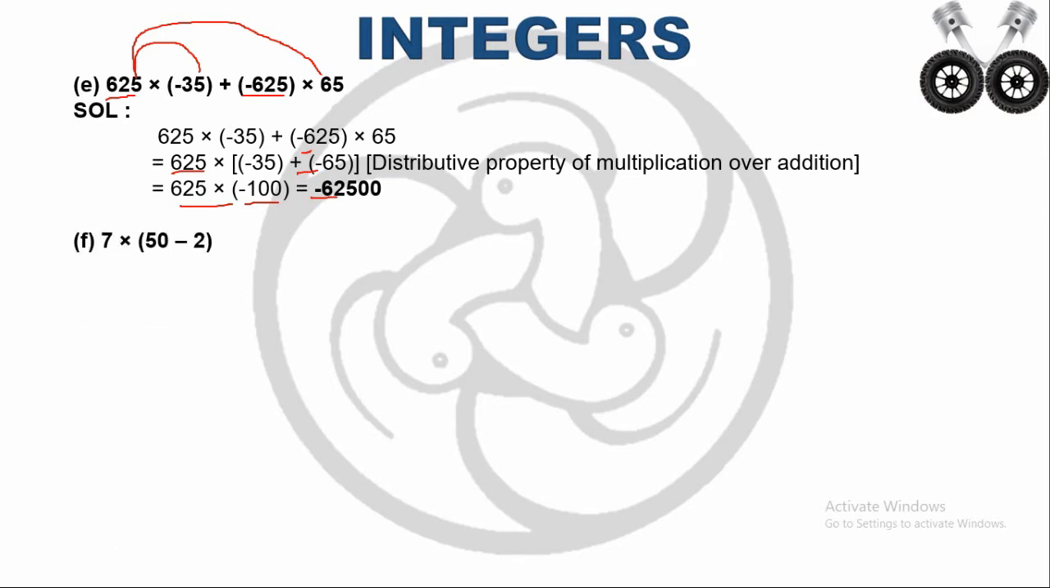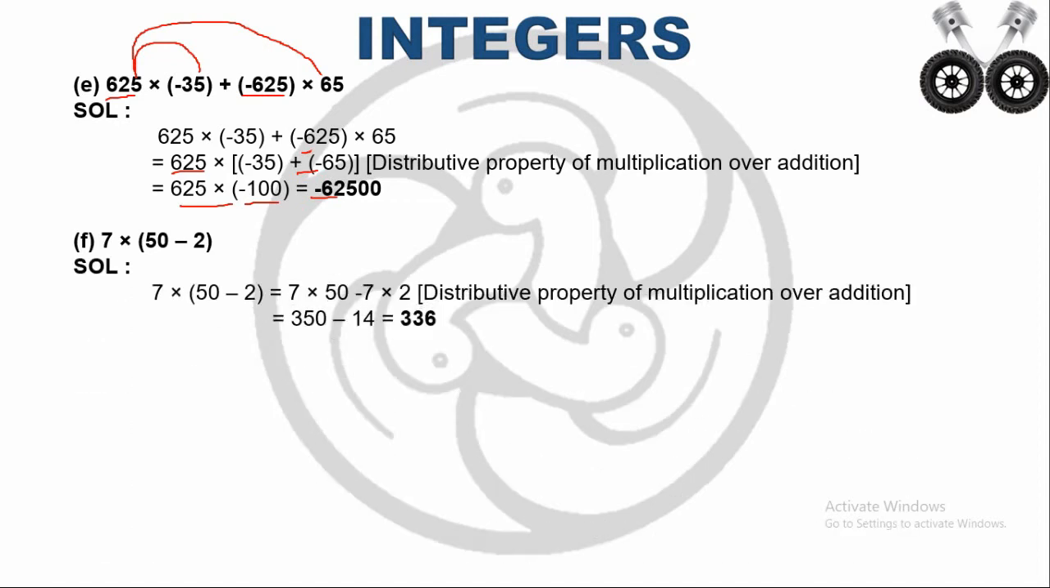Subdivision F, 7 into 50 minus 2. Here the 7 is distributed to 50 as well as to 2. What is the operator used here? The operator used is a negative operator. So that means the distributive property of multiplication over subtraction. So 7 into 50 minus 7 into 2.